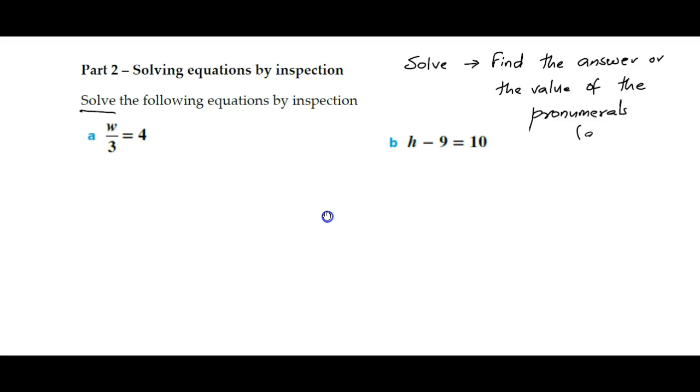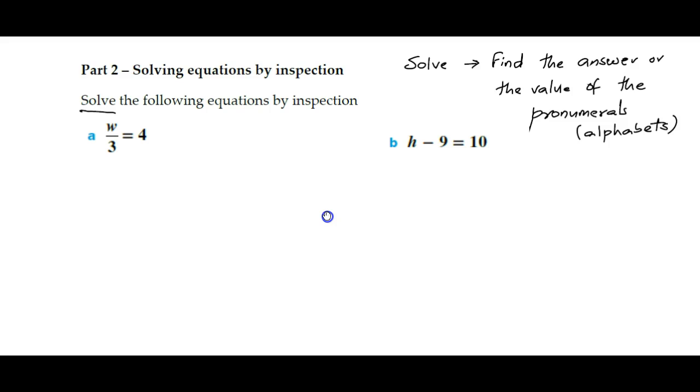Now remember, pronumerals are our alphabets in the question. So if you look at the first question, we have W divided by 3 equals 4. So what's the alphabet here? We're trying to find what is W. So W can be any number. Now this number is divided by 3, and the answer for that is equal to 4. So think of a number that we can divide by 3, and the answer for that is going to be equal to 4.